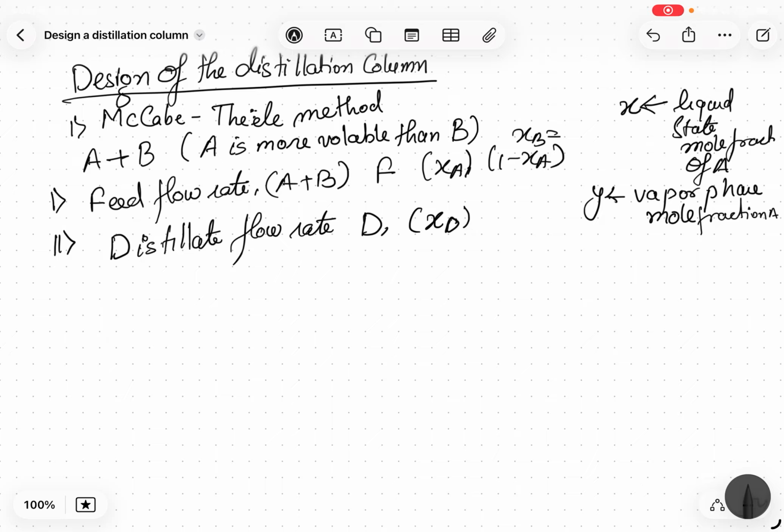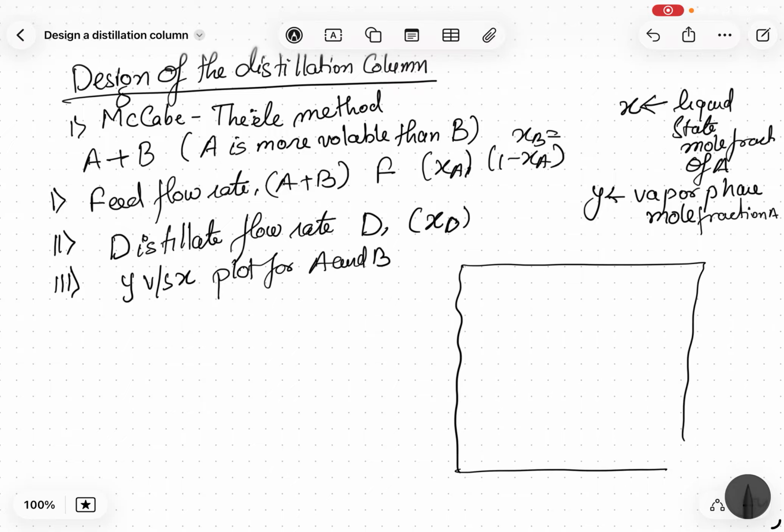And then I automatically will come to know about the B. So this is the information given, and I also know the Y versus X plot for A and B at different temperatures. So basically what I am saying is like this. This is Y, this is X. Sorry, this is X, Y of A, not X.